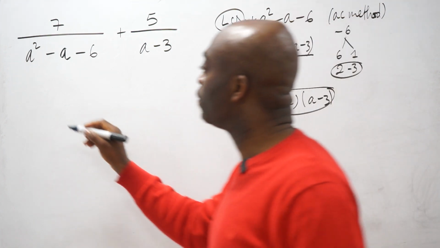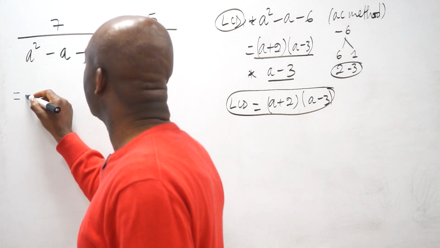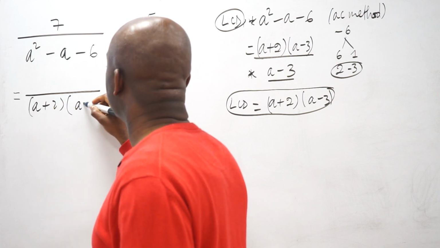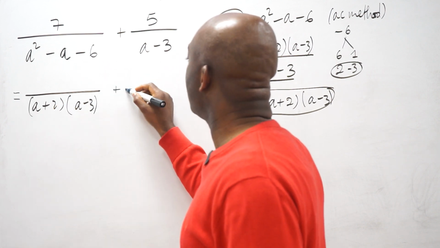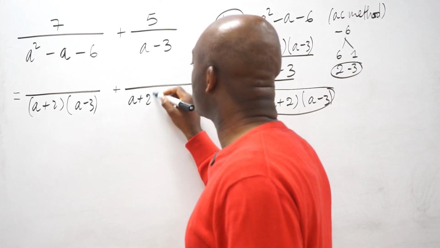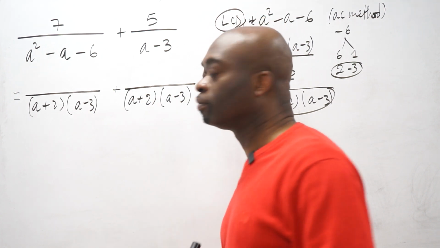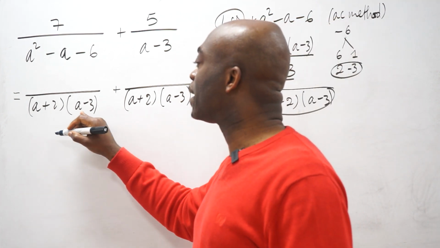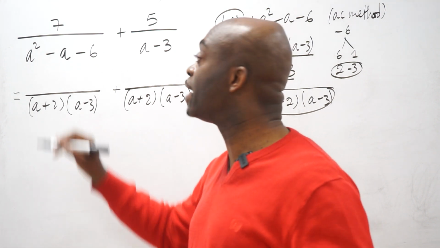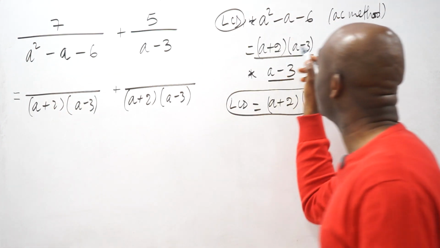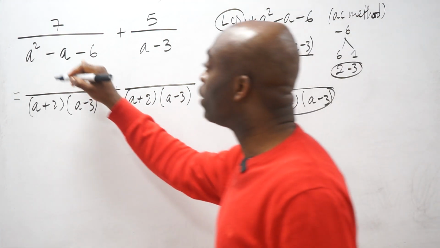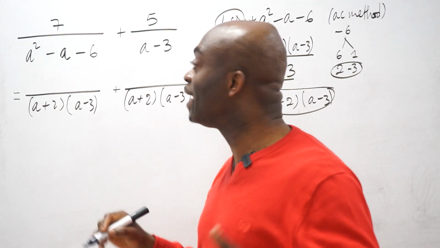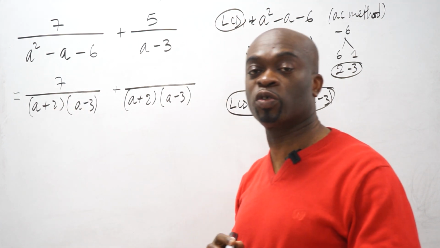Now we get back over here and say the common denominator is a plus 2 times a minus 3 for the first fraction, and for the second fraction, same thing: a plus 2 times a minus 3. Are we good? Now we have to make adjustments. A plus 2 times a minus 3 is the same thing as a squared minus a minus 6. Remember? That's what this one is. So from the original denominator of the first fraction to the lowest common denominator, there was no change. That means 7 stays 7.